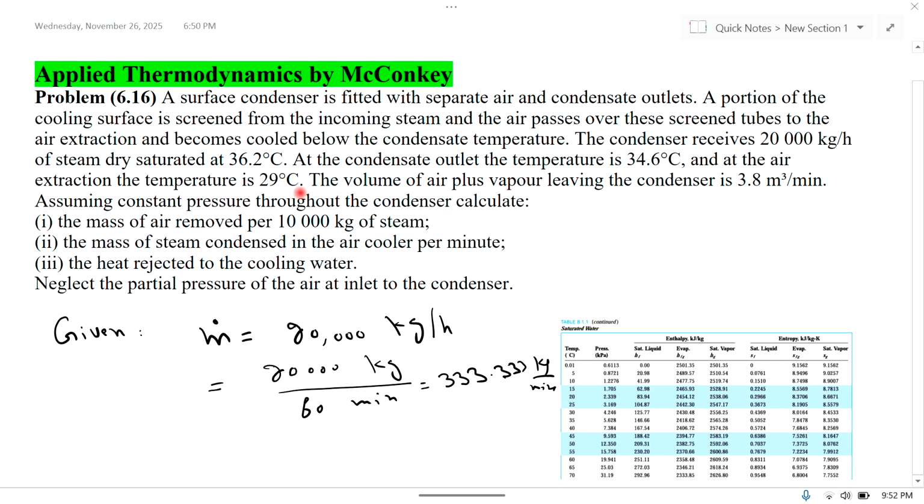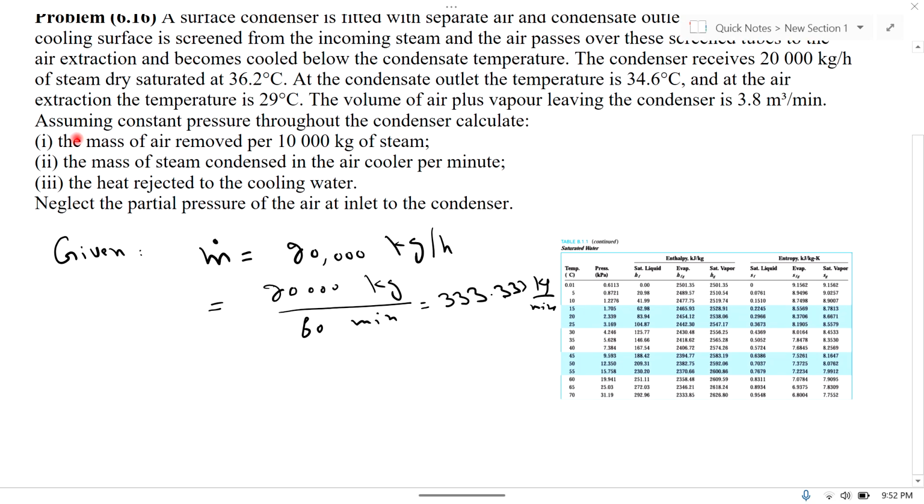The condenser received 20,000 kilogram per hour of steam dry saturated at 36.2 degrees centigrade. So the temperature of dry saturated steam is equal to 36.2 degrees centigrade. At the condensate outlet, the temperature is 34.6 degrees centigrade.